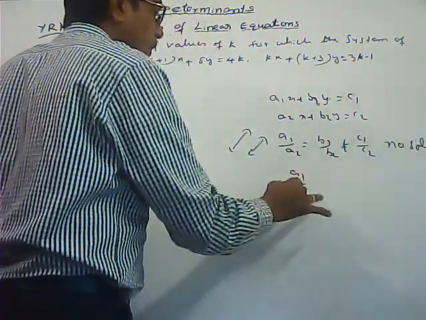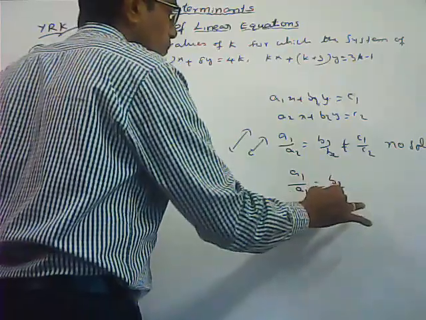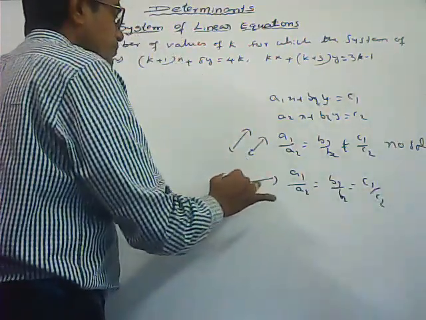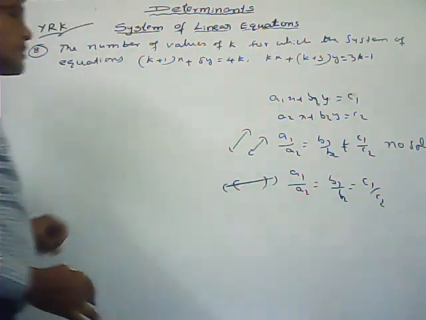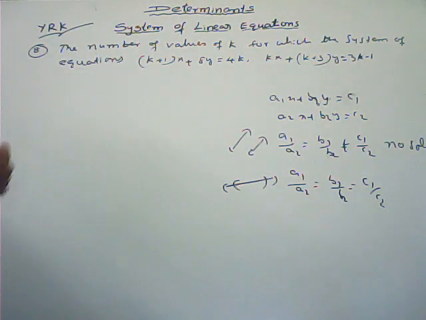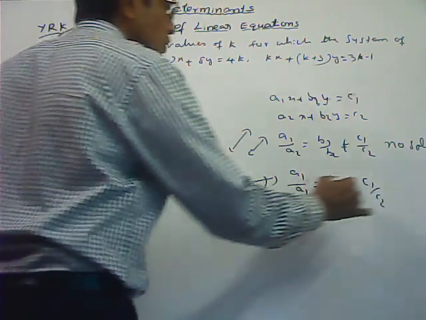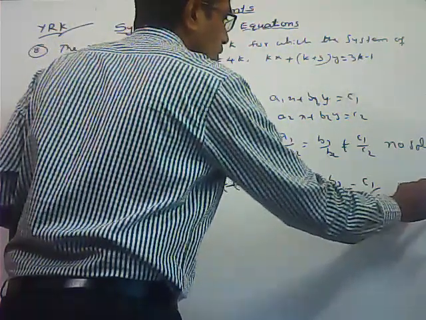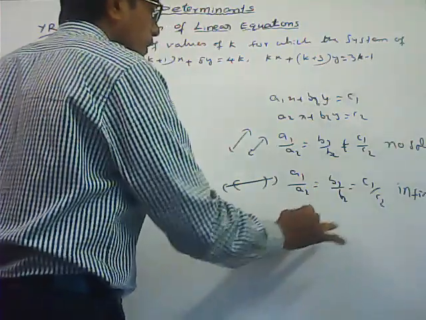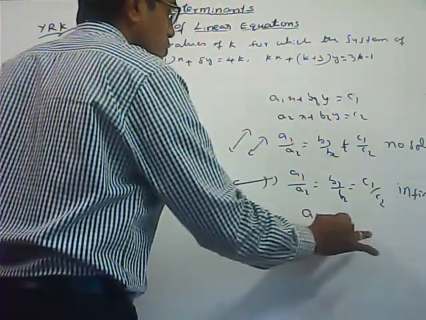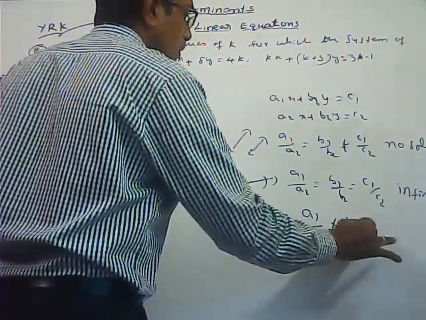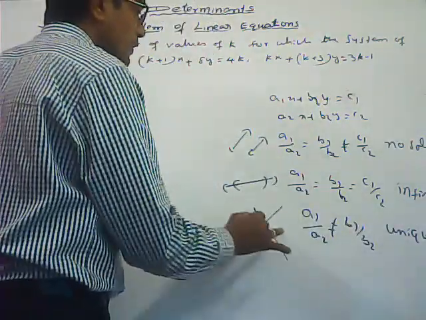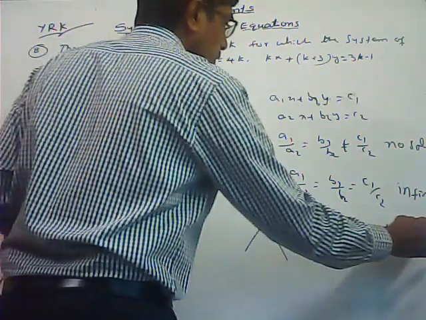Here a1 by a2 is equal to b1 by b2 is equal to c1 by c2. So one line lies on the other line only. Both the lines are coincident lines here we say. So the number of solutions here is infinite. And here a1 by a2 is not equal to b1 by b2. Here there exists a unique solution. Both are intersecting lines. This is the solution. Unique solution is there.